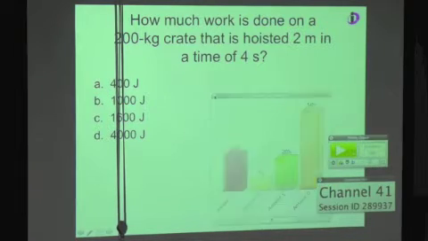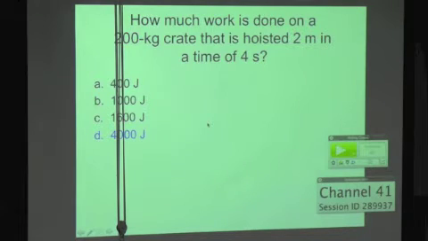The majority's D. The majority does have it. Let's clarify. So if the mass is 200 kilograms, what's the minimum force required to lift this crate? How'd you get 2,000? Mass times the acceleration due to gravity. You have to at least overcome its weight to lift it, right? So it's its mass, 200 kilograms, times the acceleration due to gravity, 10 meters per second squared. 200 times 10 is 2,000. So this thing weighs 2,000 newtons. That's the force you need to lift it, 2,000 newtons.